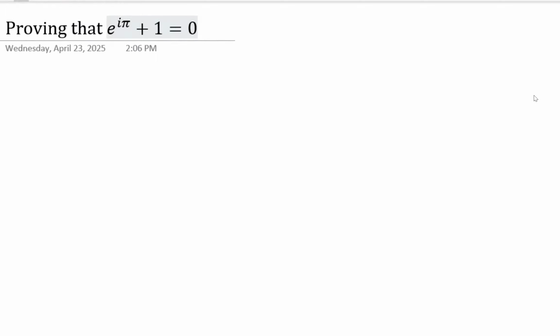It incorporates the five most important constants in all of mathematics, namely pi, the ratio of a circle's circumference to its diameter, the natural number e, which is about 2.7 and comes up in all sorts of disparate areas of mathematics, i, the square root of -1, the imaginary or complex number, and then the multiplicative identity 1 and the additive identity 0.